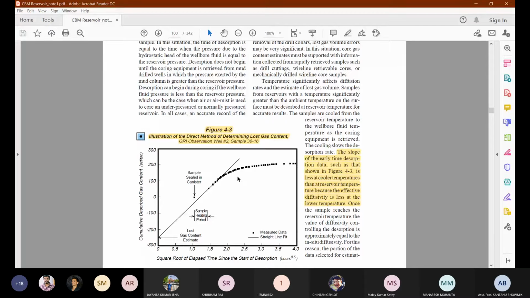So for that, whatever 0 point you have taken, now you go backward, extending the slope, to see at what point it is going to intercept the gas desorption graph, or the dissolved gas content graph. Okay, so if you extend the back side of this graph, you will see that it is going to intersect at approximately 250 SCF per ton for this particular gas. Okay, so you can see they have put that arrow, the lost gas content estimate.